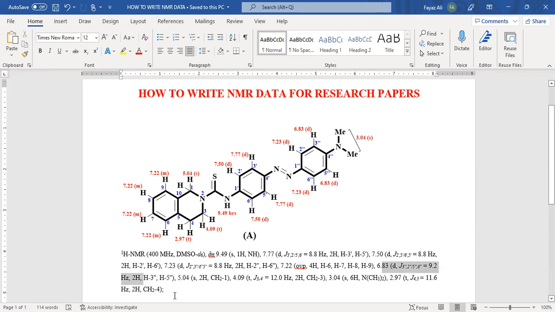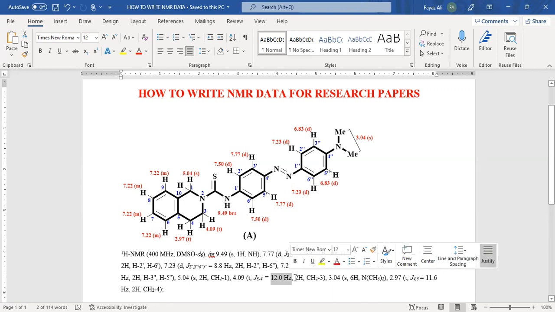Also, now at 5.2, 2 hydrogens giving a singlet. This is the proton number 1, 2 protons giving a singlet, proton number 1. Similar to this, this is proton number 3, which couples with 4 giving a triplet. The J is 12 hertz, giving 2 protons.